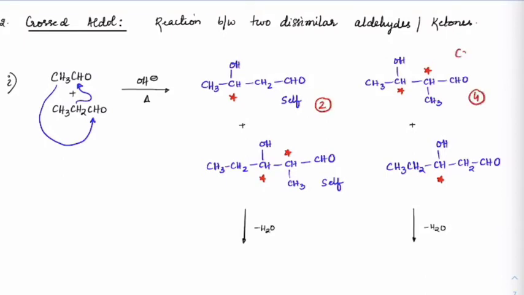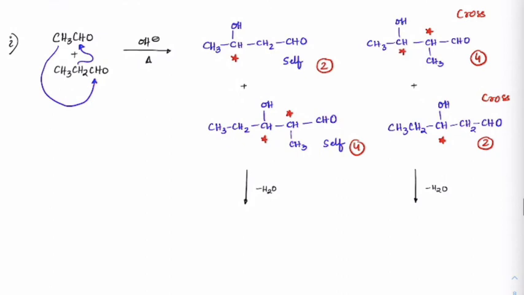Let me write this as cross, this as cross, and this also cross, right? And here also we will see four cross products forming, and here four self products forming and two cross products forming here, right? So these are all the products which you will get.